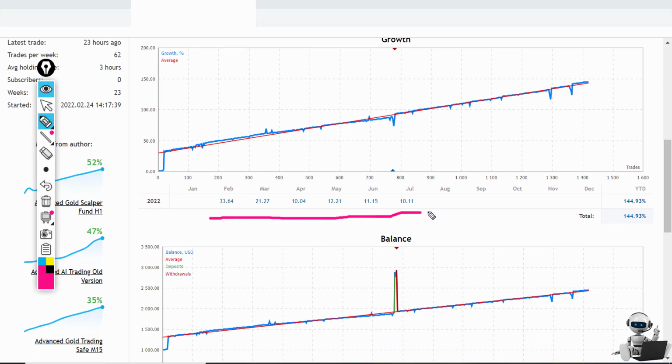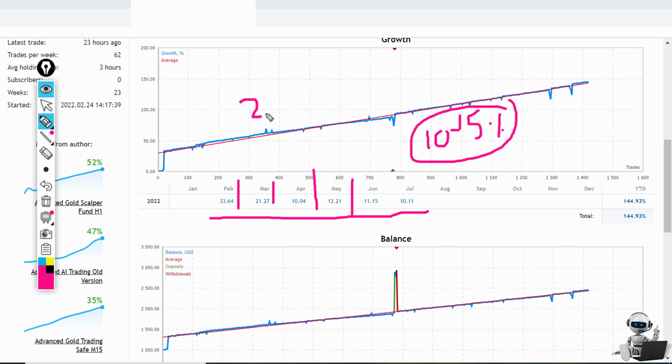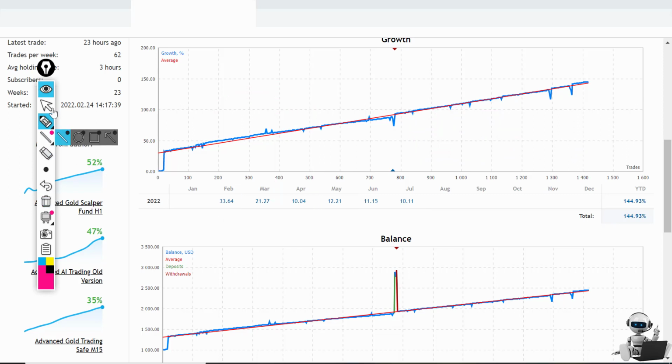You can see it has been trading since February of this year, and the results were quite impressive. 33 at peak, profit 21, 10, 12. We can see the monthly profit ranging from 10 to 50%, and you can expect the drawdown to be 27% with this profit, but yet it is quite impressive.